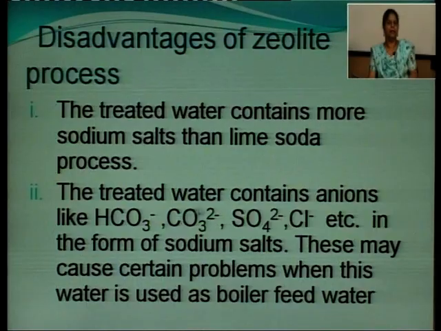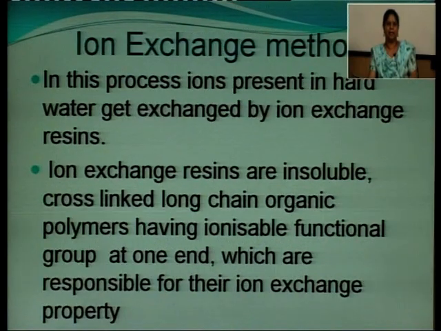Further, the process removes only the calcium and the magnesium ions, or the cations only. All the anions which are present in water remain as such, and as a result they may cause problems in boiler feed water. Basically, these ions are responsible for the formation of acids in water, and these acids are then responsible for the corrosion of the boiler material.